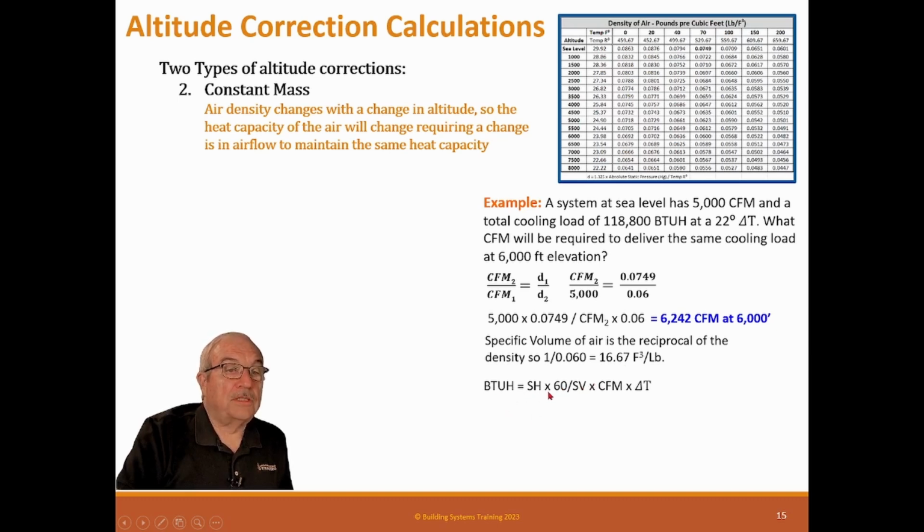So BTU equals sensible heat times 60 divided by specific volume, times CFM times delta T. So this is our heat equation from before. So it's 0.244 sensible heat times 60 divided by 16.67, which is this specific volume, equals 0.087. So 0.087 times 6242, which is the amount of air we need, times 22 equals 119,000. So this was 118,000 BTU. So we got enough BTU, we're covered. Slightly higher, but good enough. So we're good to go.